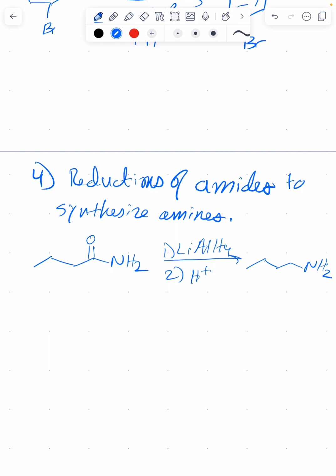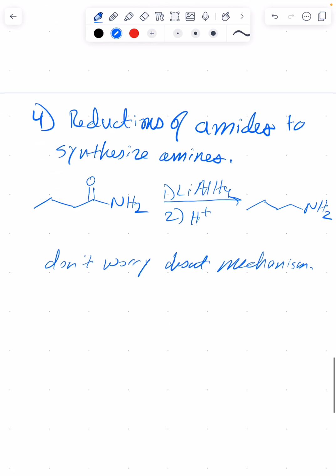Okay, I'm not going to worry about the mechanism here. It's similar to what we had seen before with the lithium aluminum hydride reductions, but suffice it to say, if I take an amide, treat it with lithium aluminum hydride, what I end up doing is losing that carbonyl oxygen and making amines. This is a common way to synthesize amines. So let's look at a few examples.